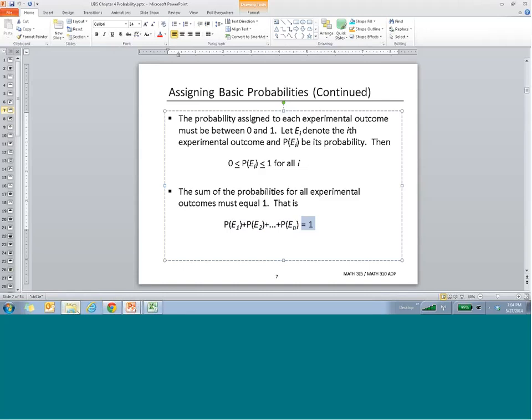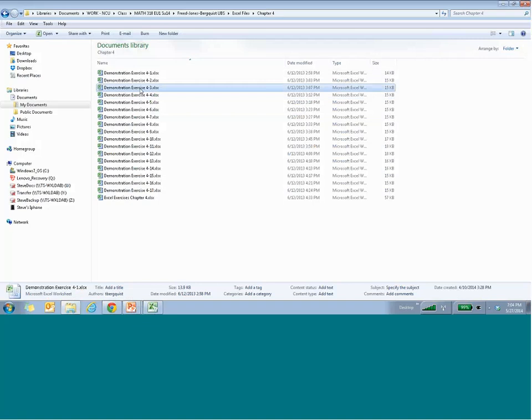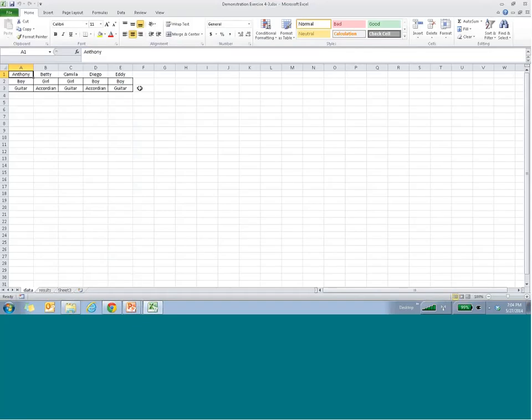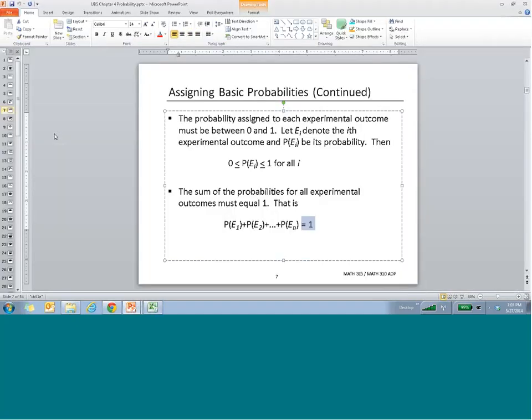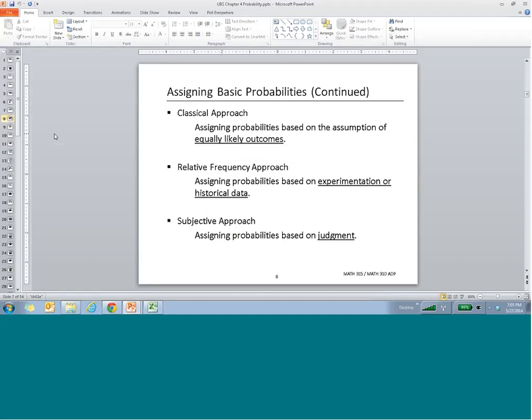So let's go to demonstration exercise 3. And I'm jumping ahead here. So here's our data set, and I'm going to go to our calculation. Here we're going to say we want to, well, see, way too far ahead. Let's continue on here for a second.